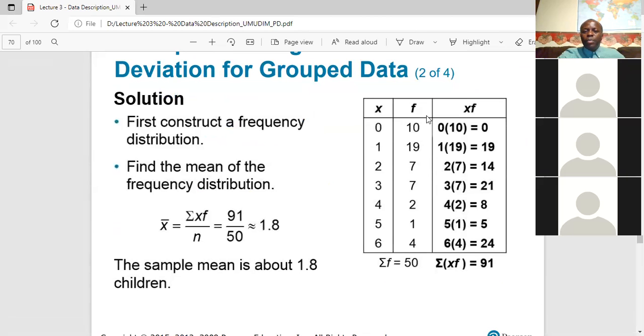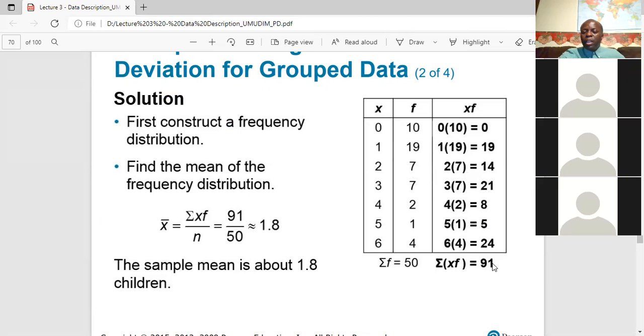Now to get the mean, you multiply x times f. I mean 0 times 10 is 0. 1 times 19 is 19. 2 times 7 is 14. You do that for all of them, and then you add the whole thing. 0 plus 19 plus 14 plus 21 plus 8 plus 5 plus 24 will give you 91.